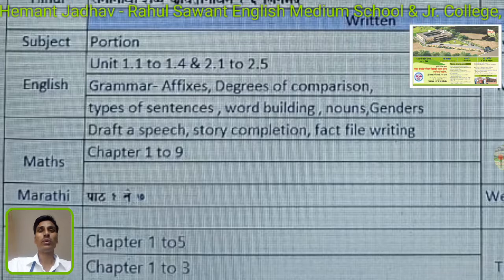After that, we are going to write also some writing skills. In that writing skill, there are three writing skills which you will be doing compulsory in the semester 1 exam. Out of that, one we have studied already, fact file writing. Now today we will discuss about draft a speech and story completion. The first one is draft a speech.